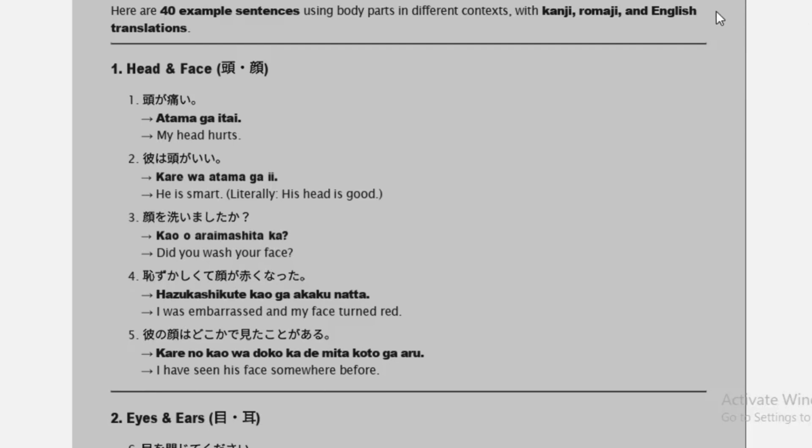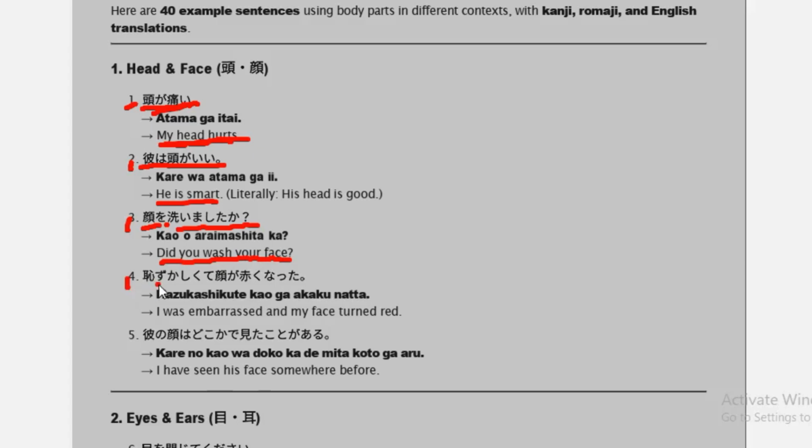Now let's see some examples of all body parts in Japanese. The first example is atama ga itai. Atama ga itai means my head hurts. Second example is kare wa atama ga ii, which means he is smart. Third example is kao, which means face. Kao o araimashita ka means did you wash your face?